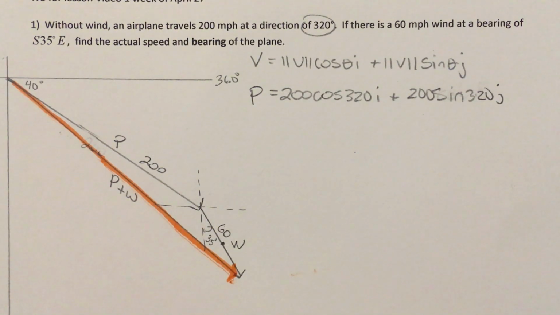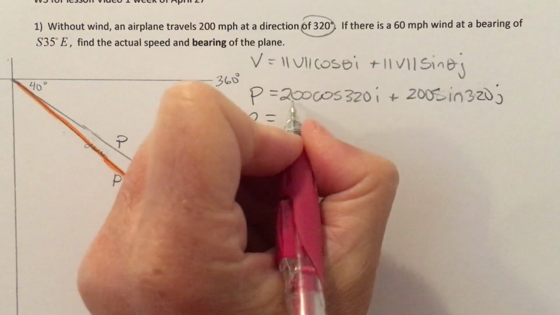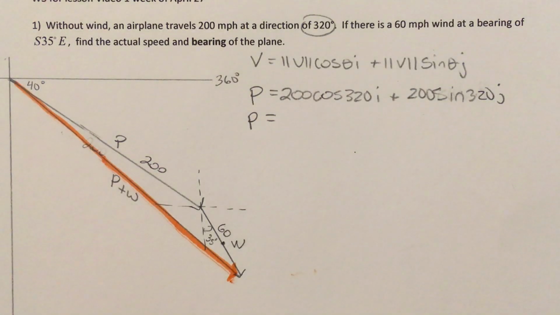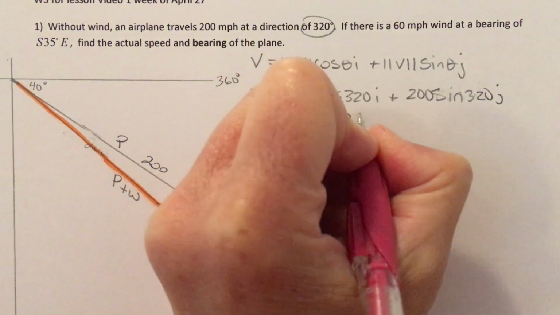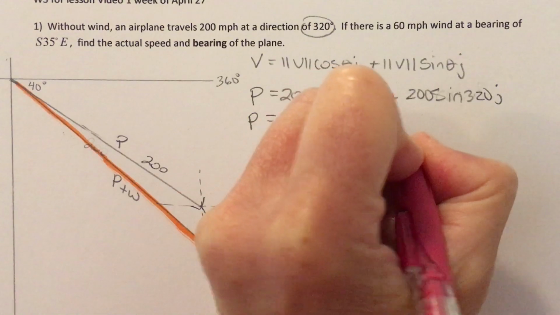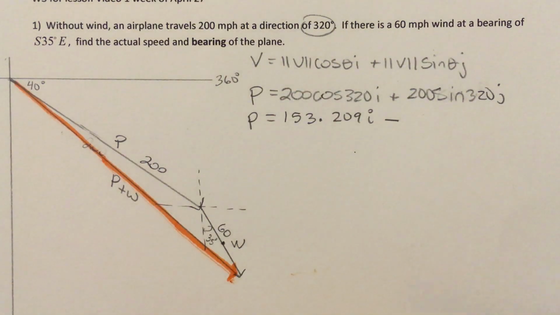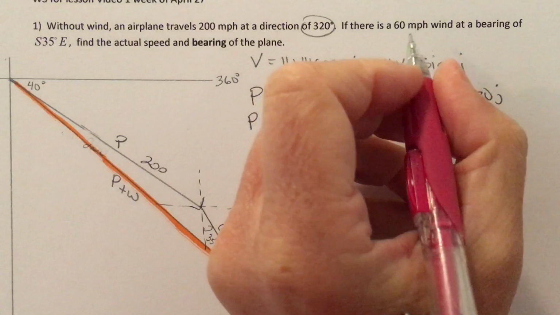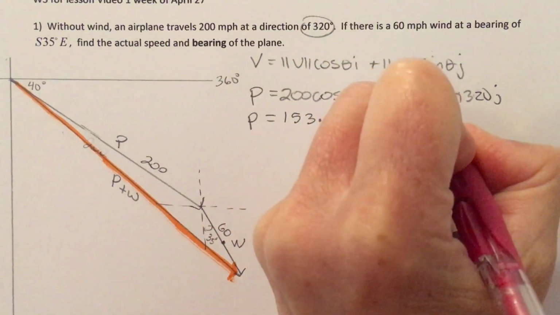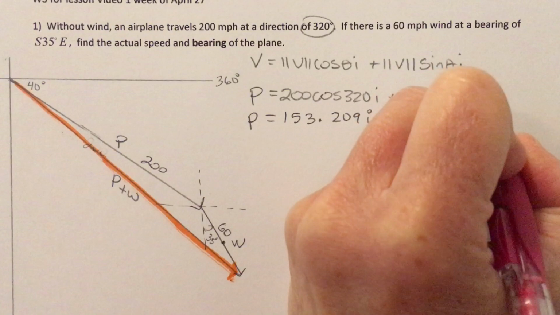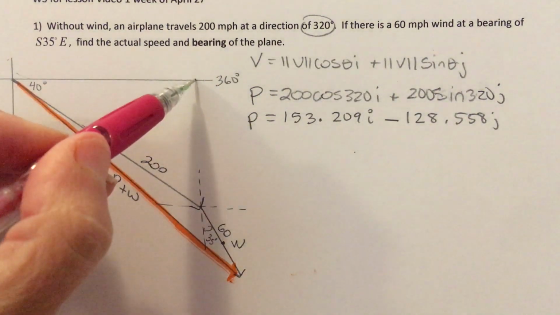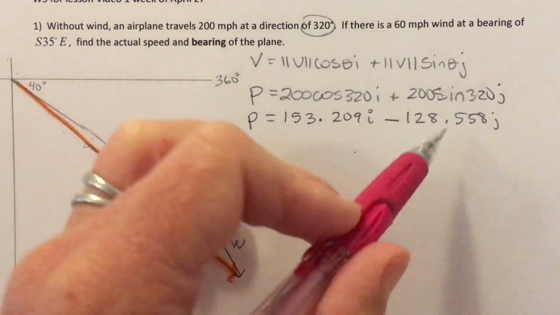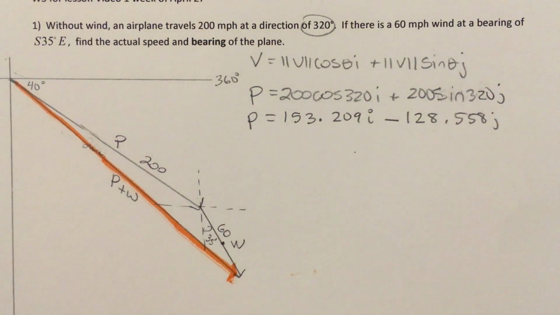And then this part you could just type into your calculator. So in your calculator, in degree mode, type in 200 cosine 320, and you get 153.209i, okay? And then you type in 200 sine 320 into your calculator, and you get negative 128.558, of course, okay? So that just means that the plane went east that far and south that far. Okay, that's without wind. The wind's obviously going to pull it more east and more south.